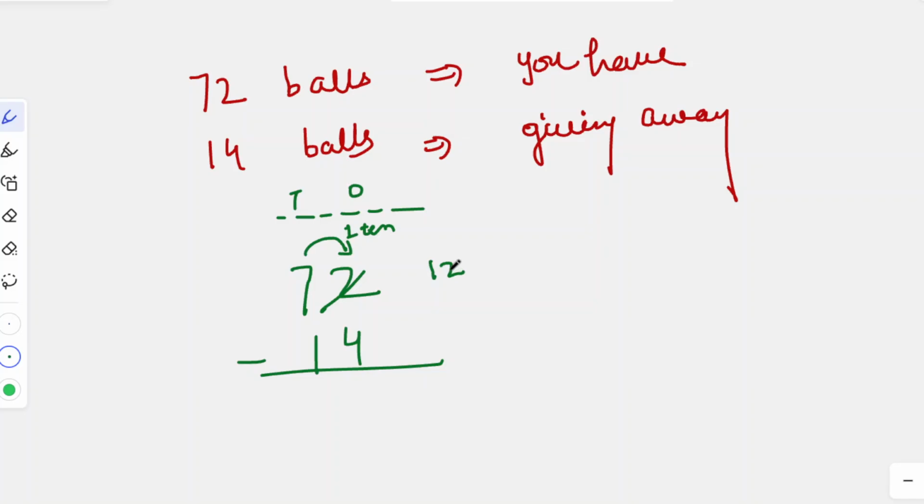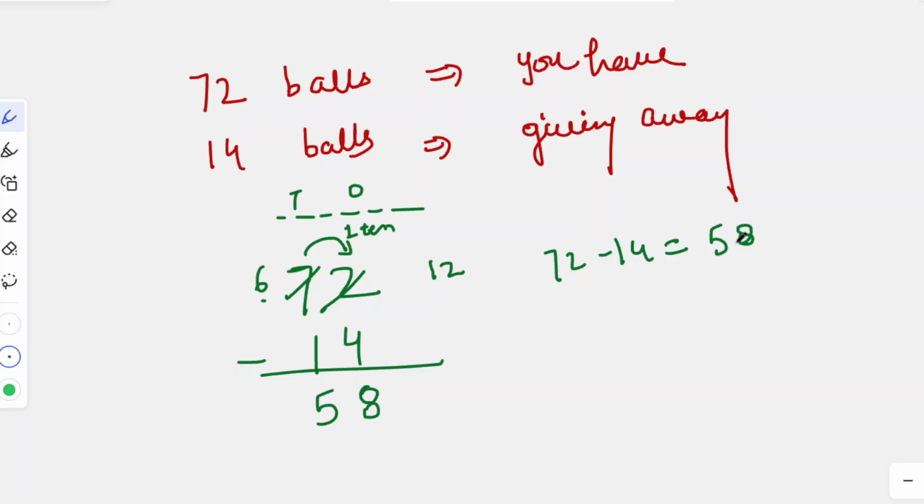Don't make it 3, 2 plus 1, 3. No. It will become 12 because we are borrowing 10. Now 12 minus 4 we know is 8, right? We can do that on fingers as well. We can simply count and find out. And now see, it gave away 1, right? So it is no more 7. It will become 6. So now 6 minus 1, it will become 5. Got it? So 72 minus 14 gives us 58.